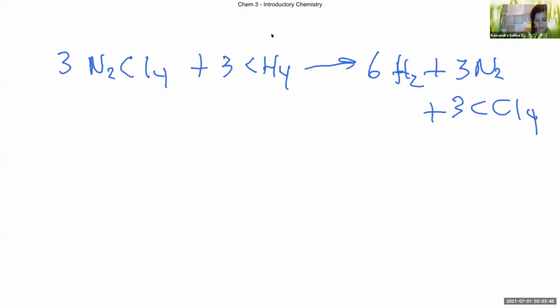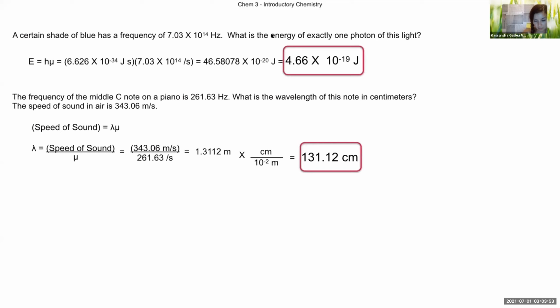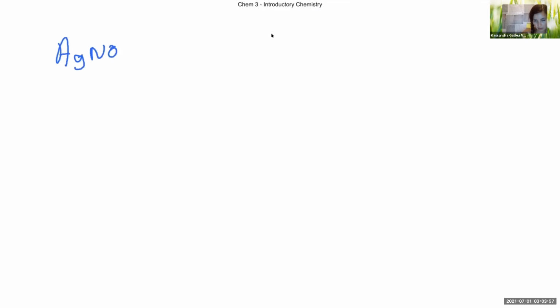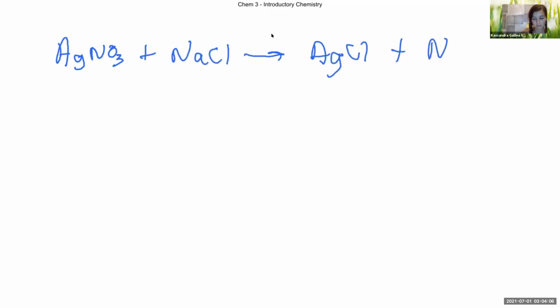So for number 20 on chapter 6, it says AgNO3 aqueous plus NaCl aqueous is what? And then we have to complete and balance it. Okay, so you double displace your reactions. Remember, this is your positive side, your negative side, positive side, negative side, and you switch them.